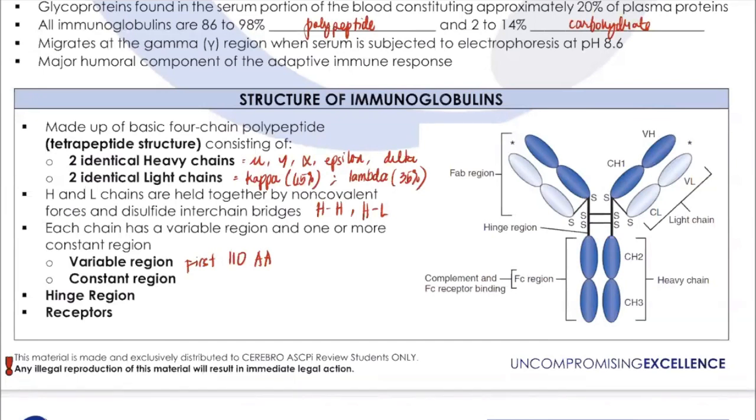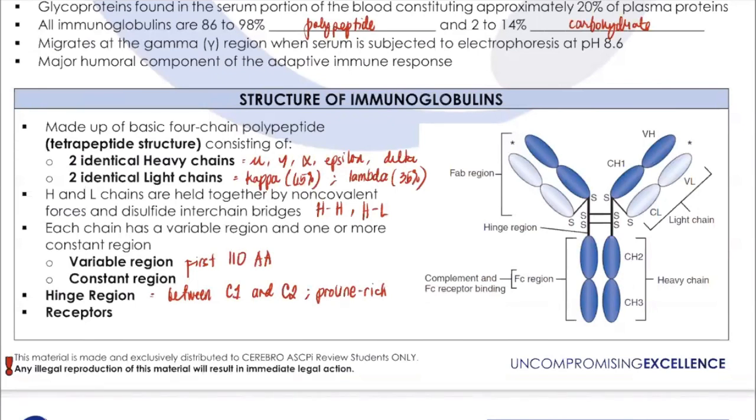Okay? So we also have what we call the hinge region. Take note of the location of the hinge region: it is between CH1 and CH2. And remember that the hinge region is proline rich. This is proline rich because proline is responsible for the antibody flexibility.